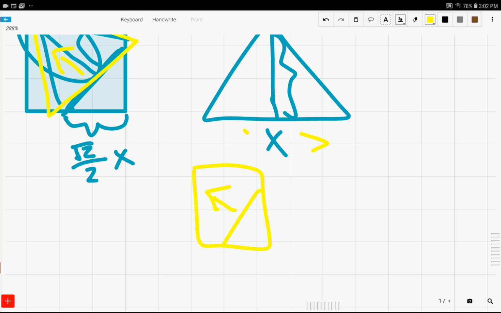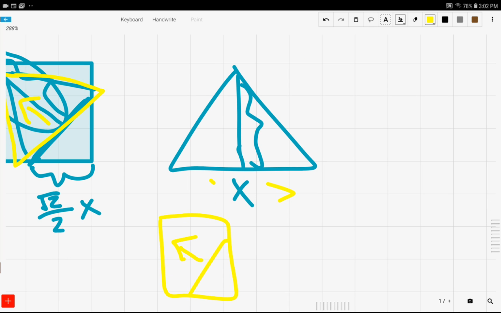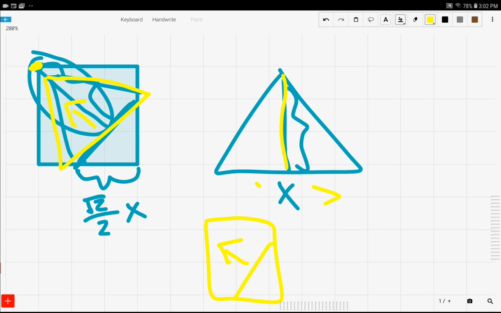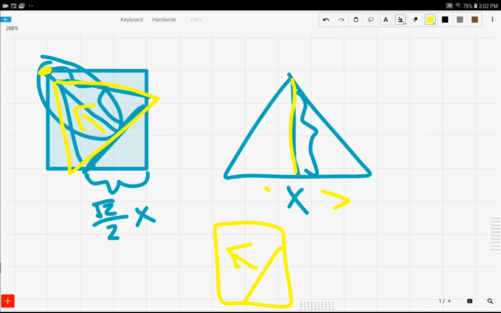So this is exactly what we're going to try and prove. Now, what if this length right here is actually greater than this length? Then that means our whole idea of using a diagonal base for our triangle won't work.